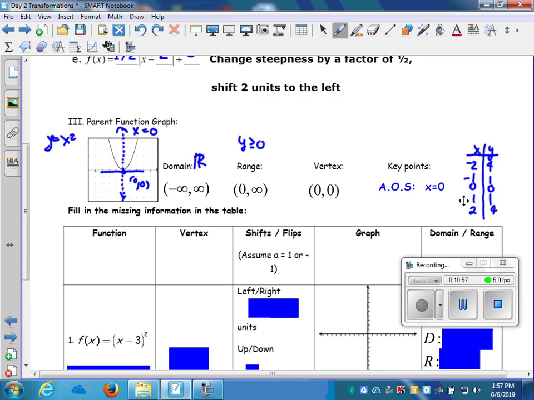If I put in a 1 and I square it, I get 1. Of course, if I square the 2, I get 4. Notice that I've got the negative values first and all the way up to the positives. So what I see here is that my y values are symmetric, 4 and 4, 1 and 1 and 0.